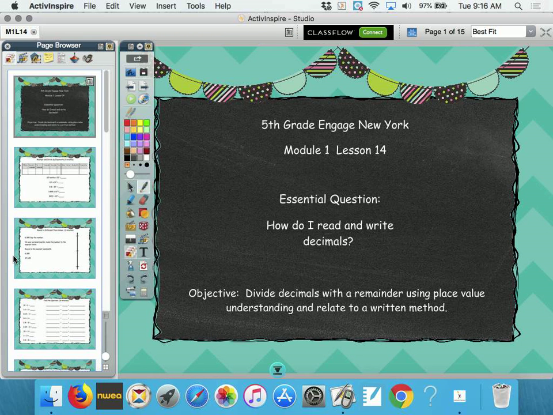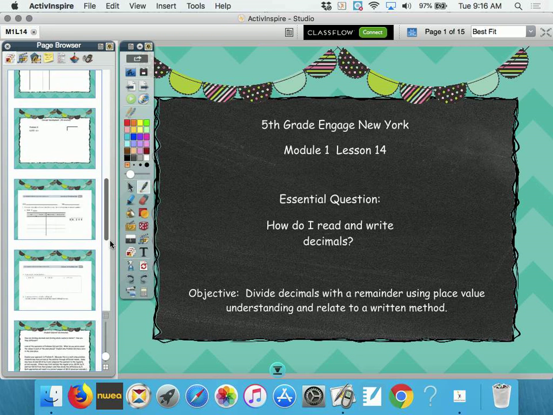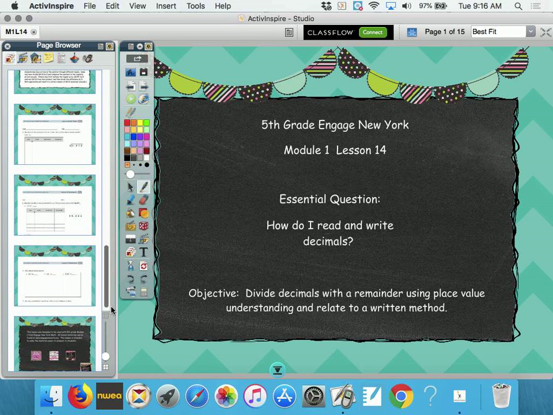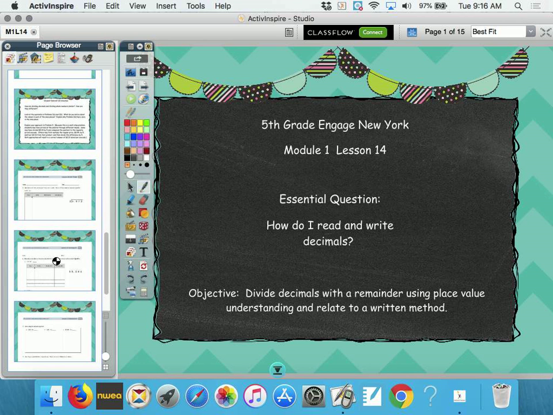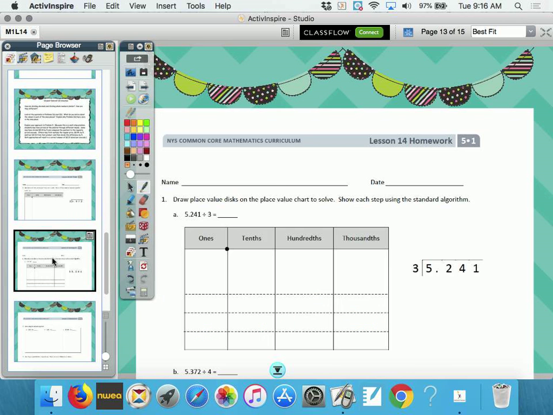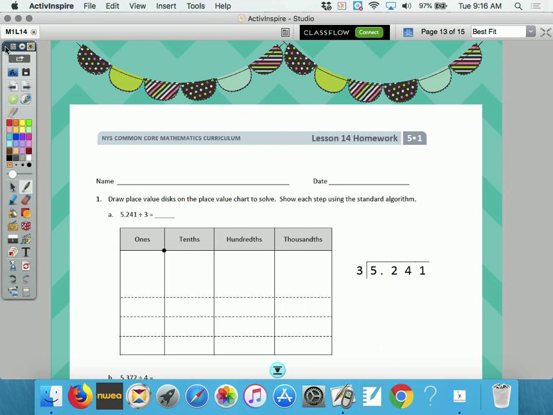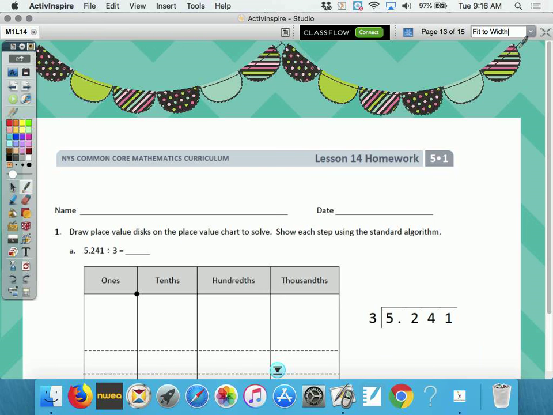Practice the homework so that the students who are absent get a little extra practice. Okay? So, you make it a little bigger so we can all see it.